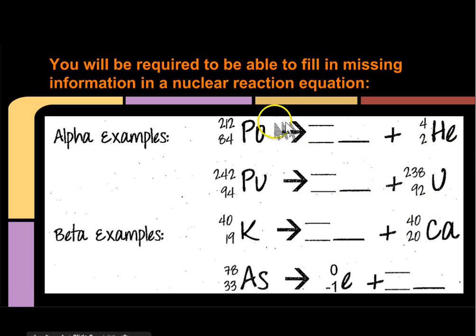So the top number on the left is 212. So that means the total top number on the right should be 212. So we already have a 4 there. So if we subtract 4 from 212, we should get 208. Okay, that should be 208.